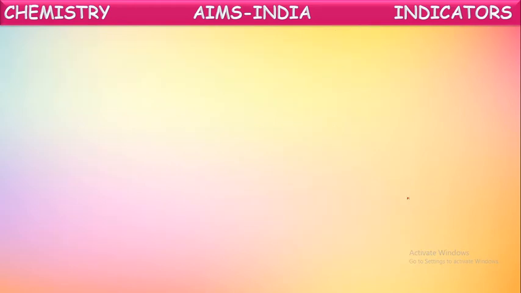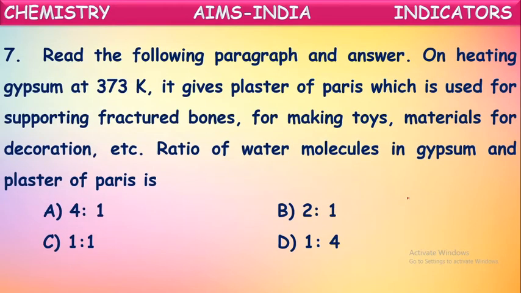Okay, next one. Read the following paragraph and answer it. On heating gypsum at 373 Kelvin, it gives plaster of Paris, which is used for supporting fractured bones and for making toys, materials for decoration, etc. Now, the ratio of water molecules in gypsum and plaster of Paris. So here they are asking about two compounds. One is gypsum.